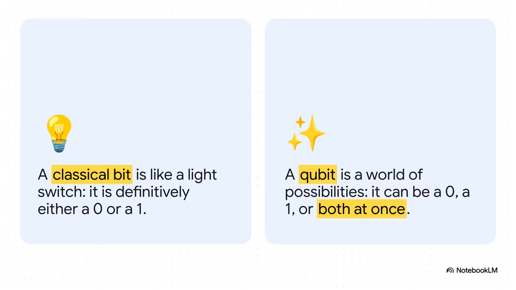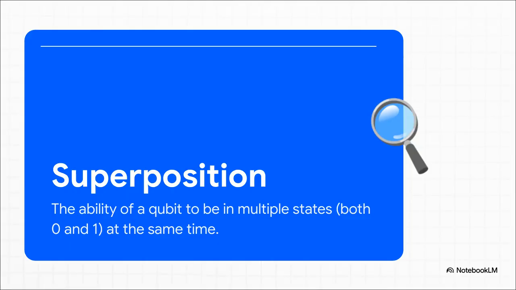So, think about the phone in your pocket. It's built on bits, and a bit is like a light switch. It's either on, which is a 1, or it's off, a 0. That's it. Simple. But a quantum bit, or a qubit, now that's a whole different animal. It can be a 0, it can be a 1, or it can be some combination of both at the exact same time. This both-at-once ability has a name: superposition.